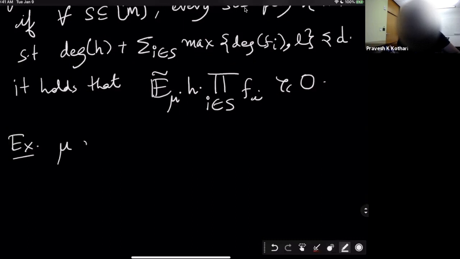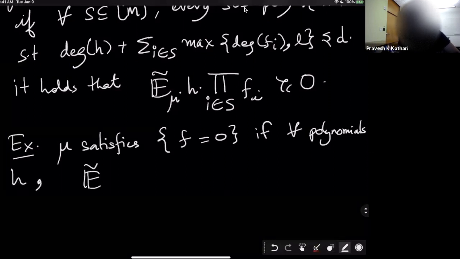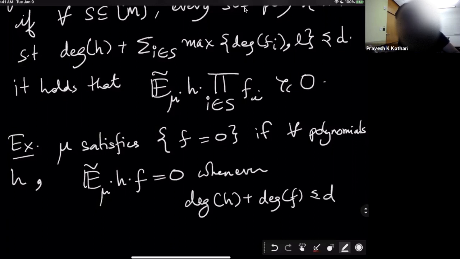So what does it mean for a pseudo distribution to satisfy a constraint? Mu satisfies the constraint, let's say f equals 0, just a single constraint, if for all polynomials h, the pseudo expectation of mu of h times f equals 0, whenever the degree of h plus the degree of f is at most d.